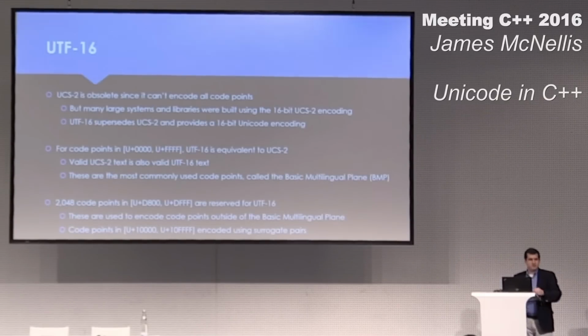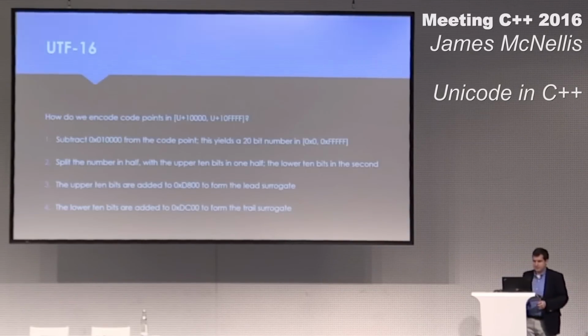So then, in order to represent things that are higher than that, that you can't represent in 16 bits, 2048 code points between D800 and DFFF are reserved for UTF-16 encoding. And so the code points that are too large to be encoded in 16 bits are encoded using these special code points in what are called surrogate pairs. So how does this work?